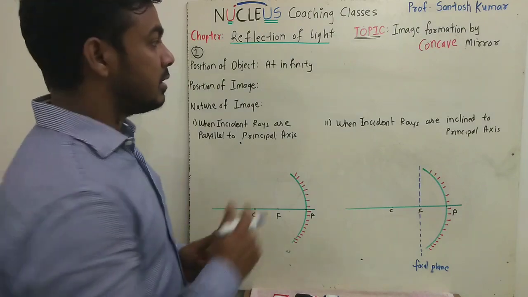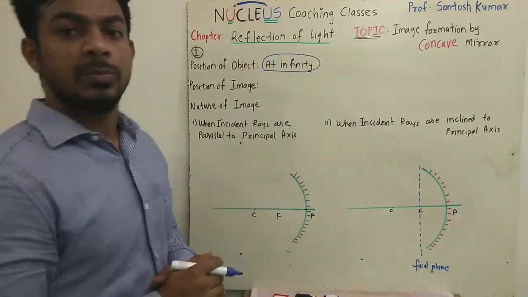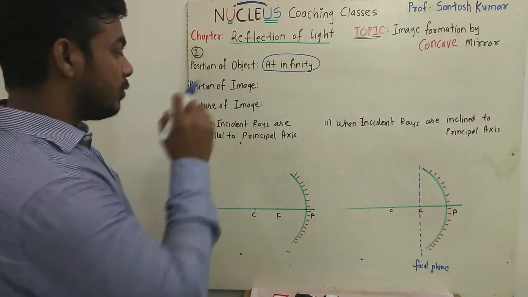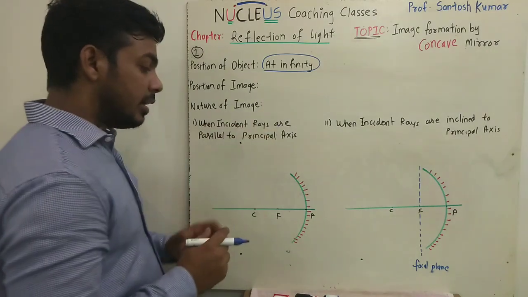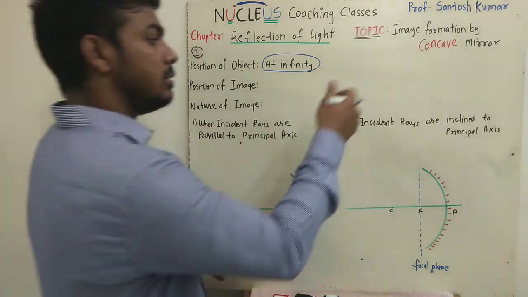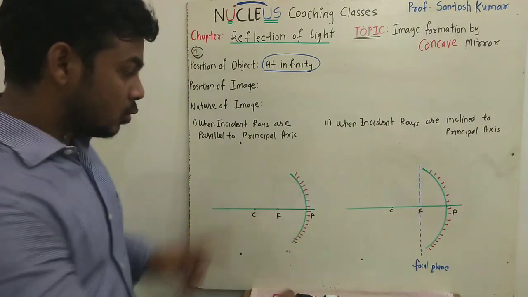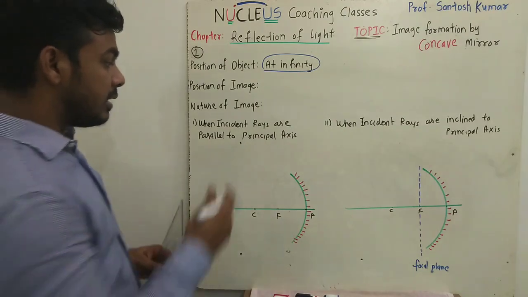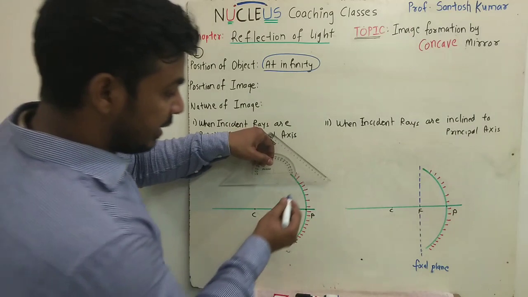Now let's start with the first case where object is at infinity. Object is placed at infinity. So we have two cases over here. In one case, the incident rays come parallel to principal axis, or the rays are inclined to principal axis. So if I consider the first case where the incident rays are traveling parallel to principal axis, this will be very simple.